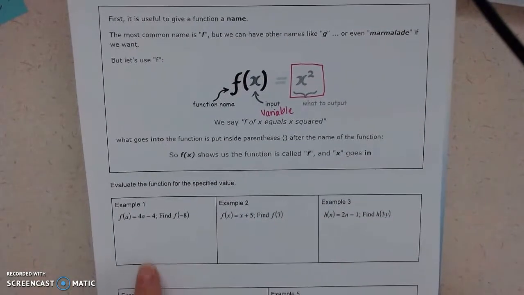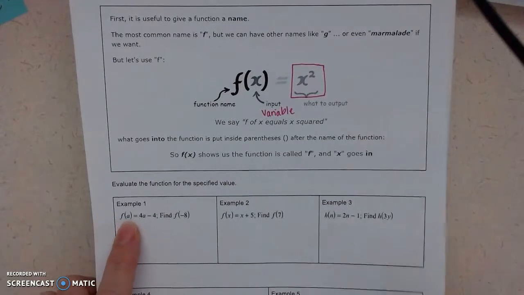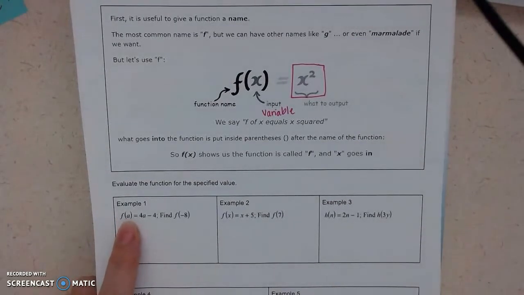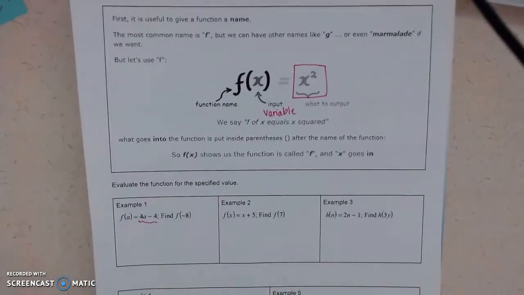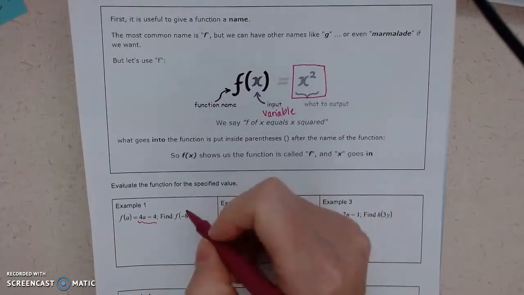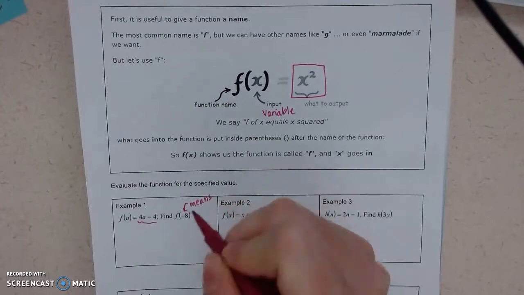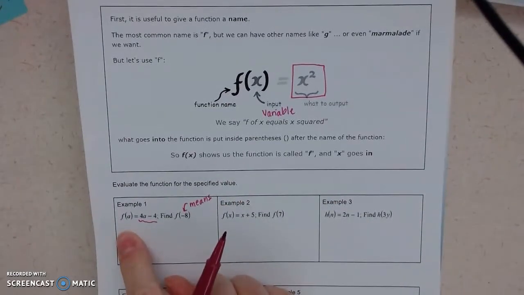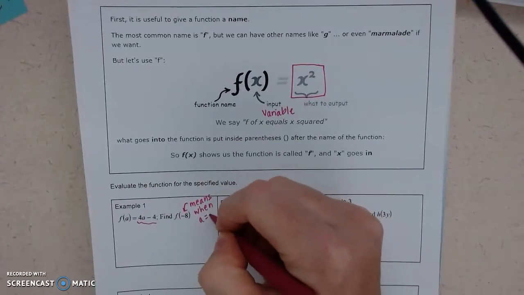So let's look at our first example. Our function is f and our variable is a. We're going to use different variables so you get used to that. The expression is 4a minus 4. What they want you to find is f of negative 8. So this really means find the value of the f function when a equals negative 8.